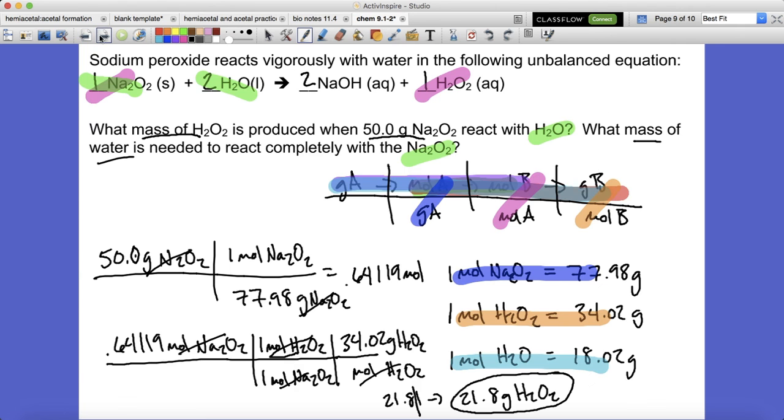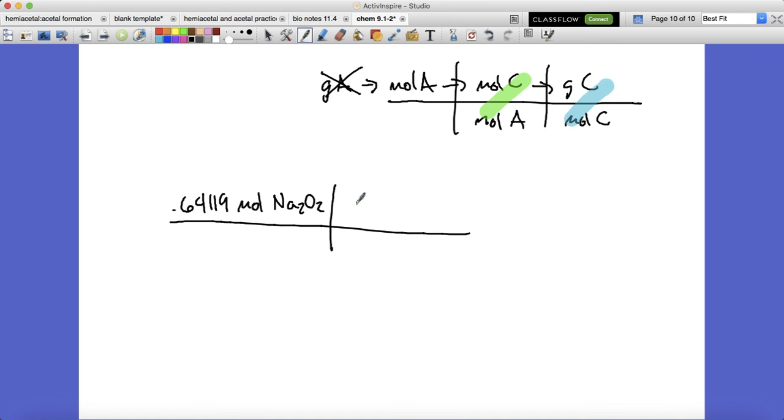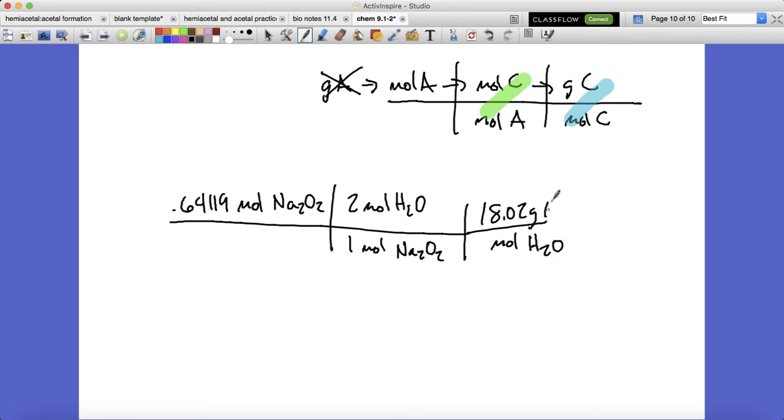But again, since I shortcutted, I'm going to start with 0.64119 of that sodium peroxide. I'm going to change into moles of water this time, and it's a 2 to 1 ratio, 2 moles of water over 1 mole of sodium peroxide. And then I'm going to multiply it by that 18.02 grams per mole for my water. It should give me the answer I want, a mass of water.